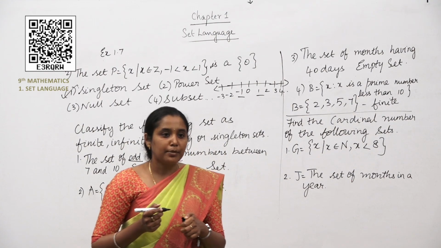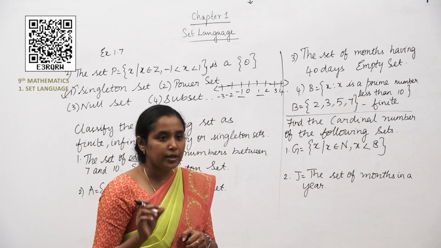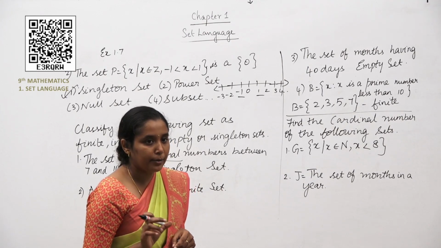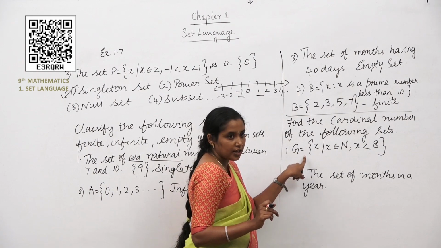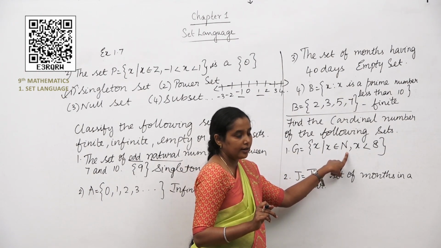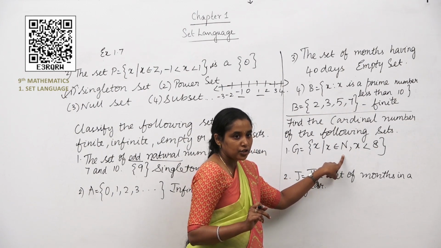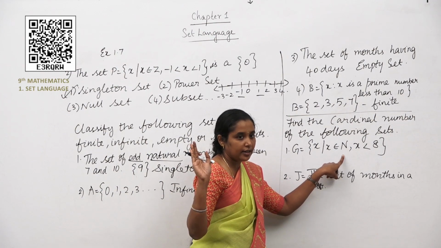Next one, find the cardinal number of the following sets. What is meant by cardinal number? Cardinal number means the number of elements in a set. So what is given here? First one, G is equal to {x such that x belongs to N}. N denotes what? Natural numbers. N is equal to 1, 2, 3, 4, 5, 6, 7, 8, etc.